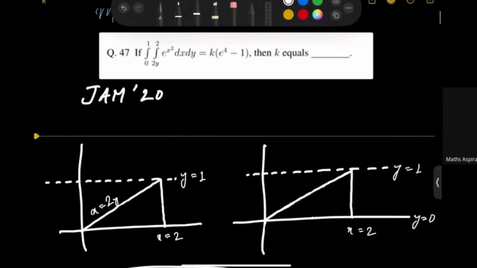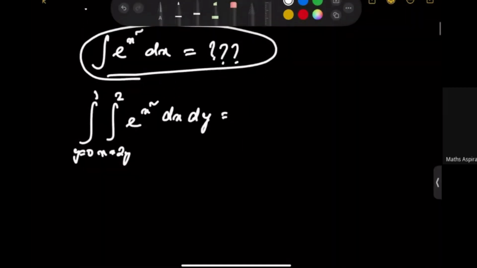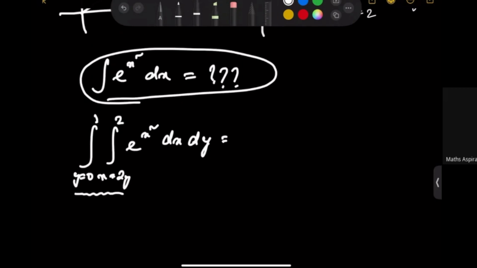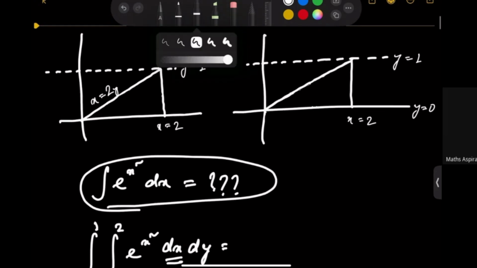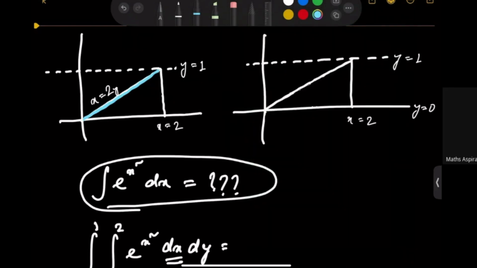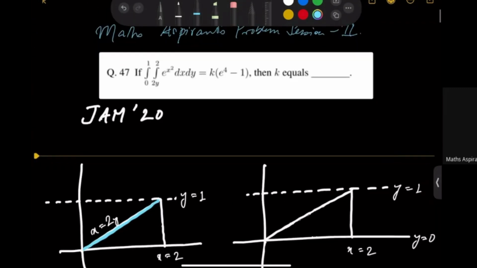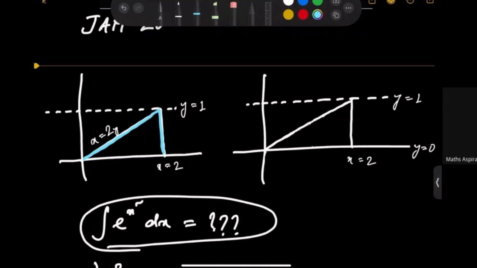X goes from twice y to 2, y goes from 0 to 1. Now let's take a look at what the limits represent. Look at the inner integral dx. X goes from twice y to 2. So x equal to twice y is this line, if you look at the first picture here. And the upper limit of the inner integral is x equal to 2. So x equal to 2 is this. So x goes from twice y to 2, from here to here, for the bound of x.